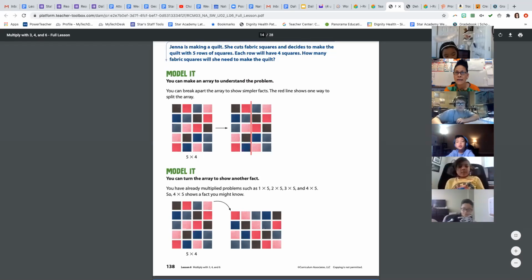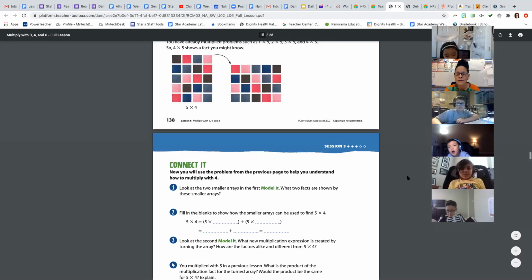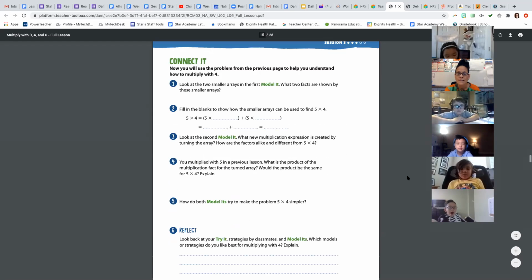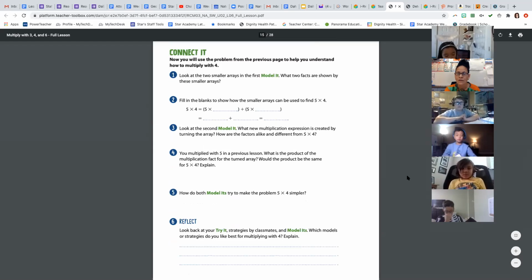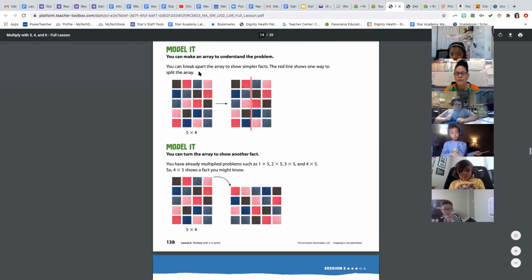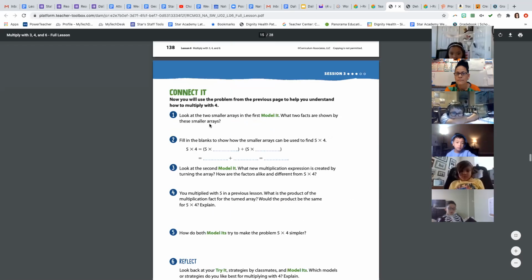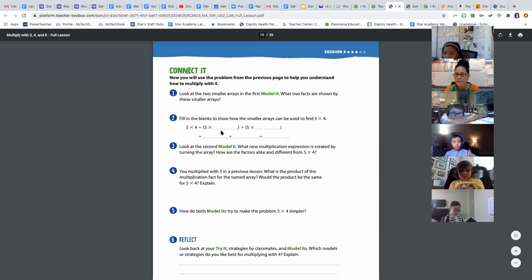All right, so if you take a look at page 139, which is where I'm scrolling now, you will see that these questions are a lot of what I've just talked about. Number 1 says to look at the 2 smaller arrays in the first modellet. What 2 facts are shown by the smaller arrays? Going back to it, we start with 5 times 4, and then we end up with 5 times 2 plus 5 times 2. Okay, 5 times 4 equals 5 times 2 plus 5 times 2.